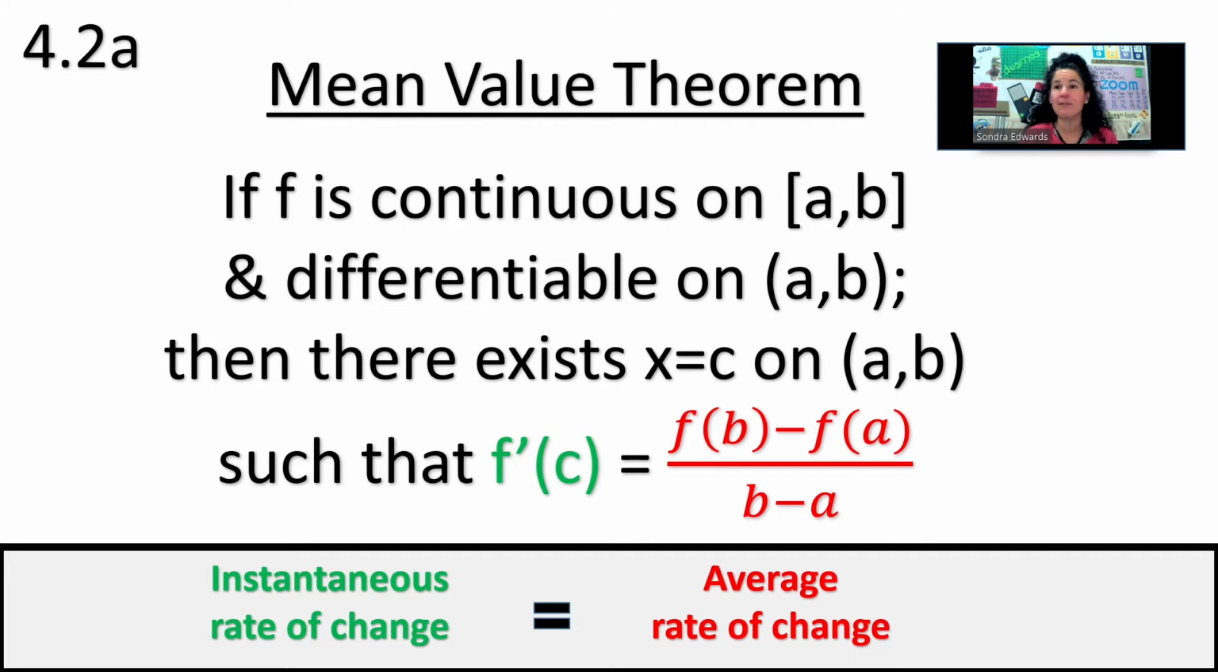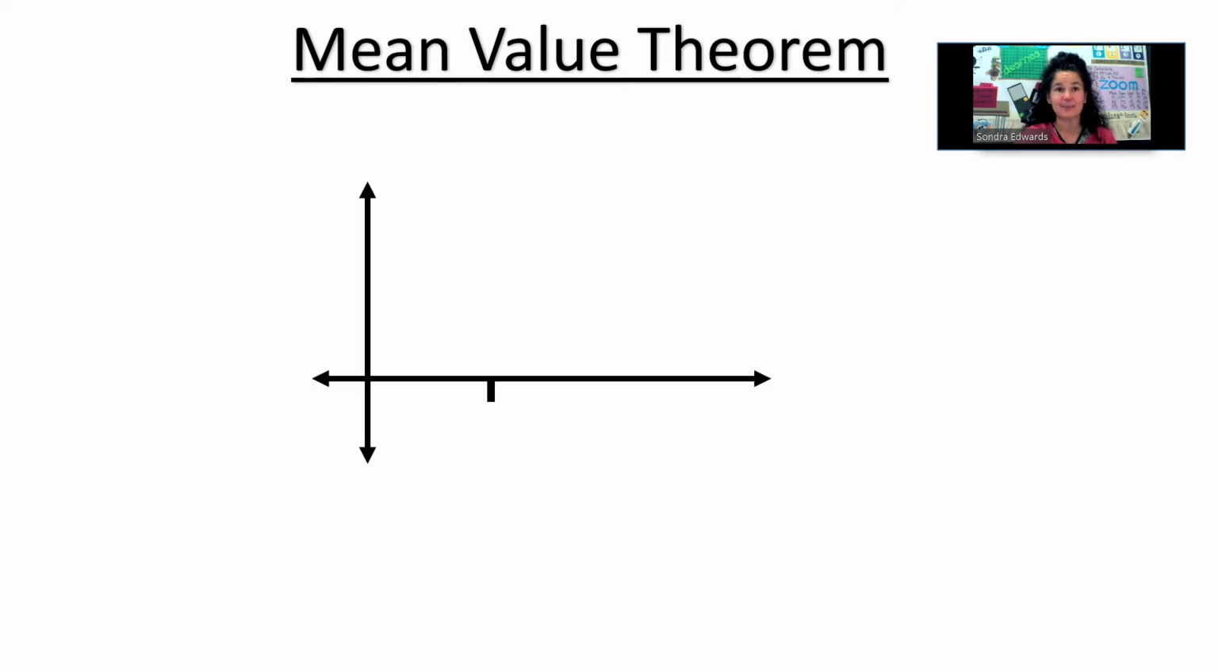I've written out the mean value theorem here for you. If f is continuous on the closed interval a to b and differentiable on the open interval a to b, then there exists some x that we're going to call c on the open interval a to b such that the derivative of f at c is equal to f of b minus f of a all over b minus a. Well, let's go ahead and break this theorem down a bit.